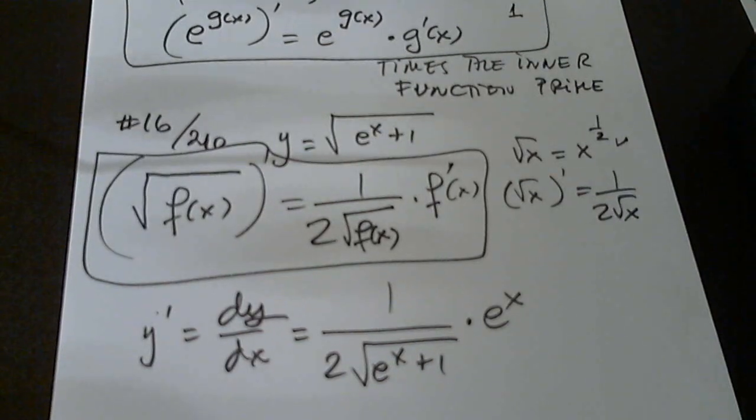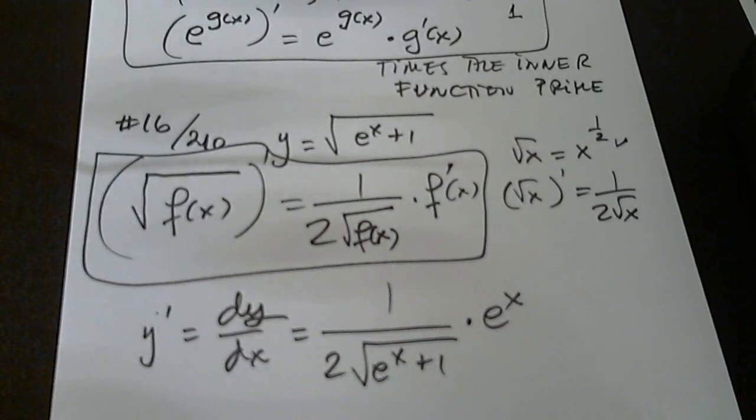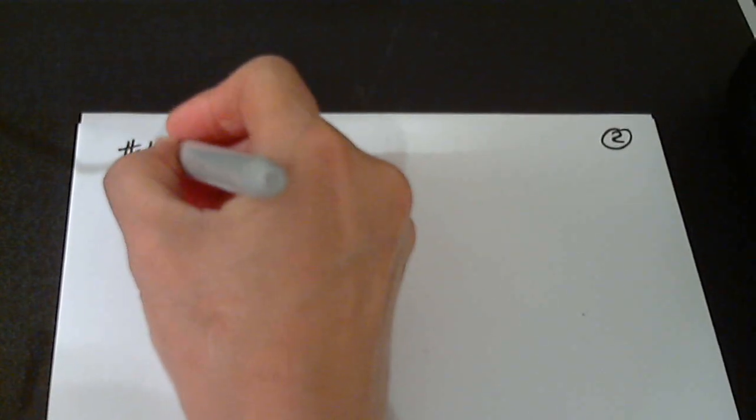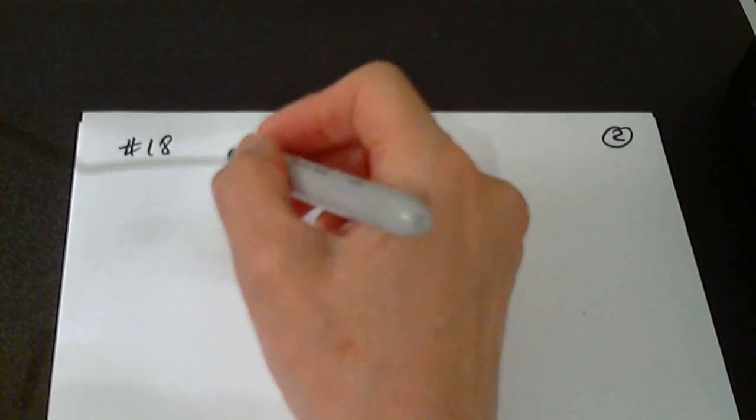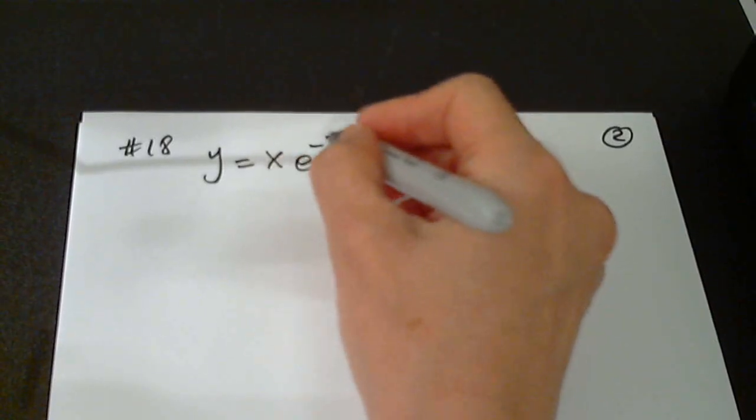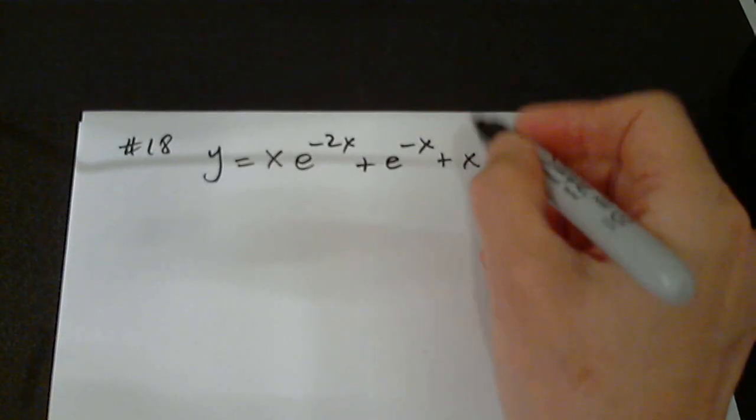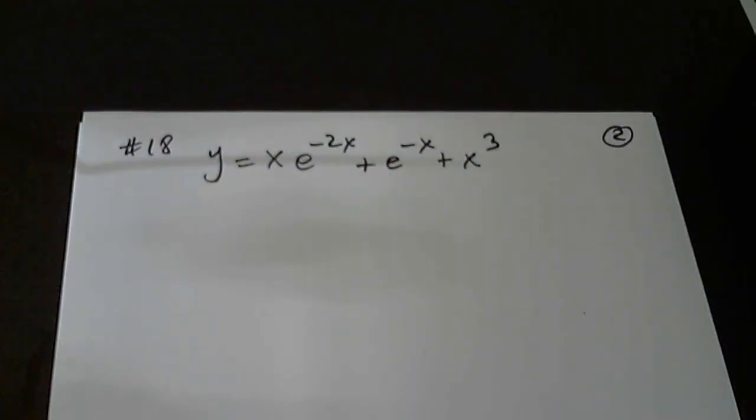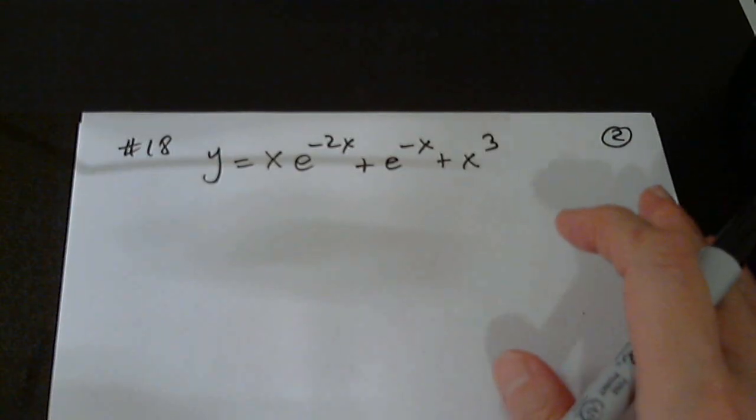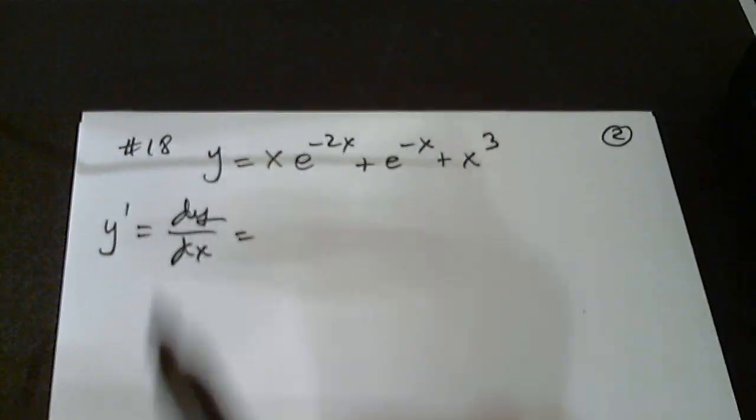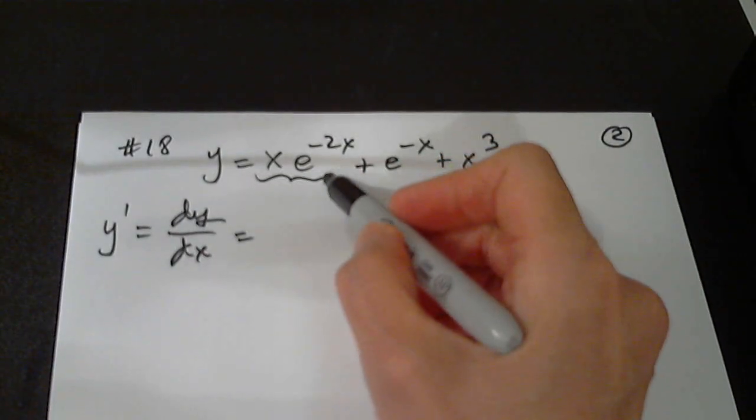And if you say yes, let's choose. Can we do number 18? Yes. Let's look at number 18 on the same page. 18, where are you? Yes. y equals x e to negative 2x plus e to negative x plus x to the third. Perfect. Very good example. So either write y prime or dy over dx. Good. So let's start with the first piece.